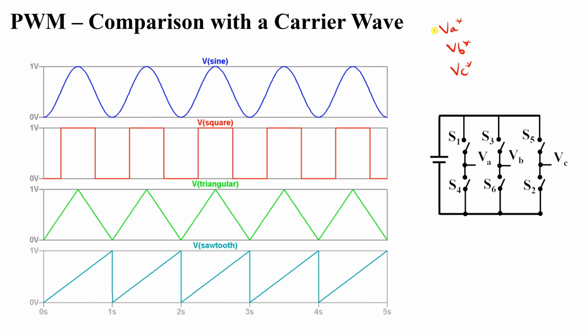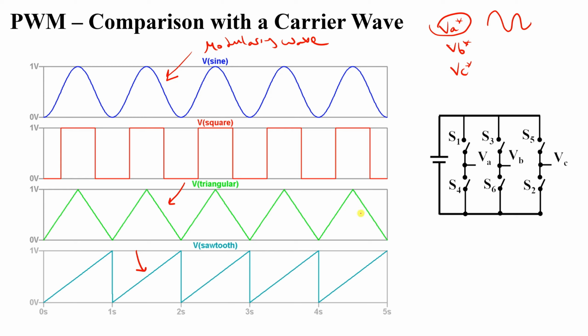What we would like to do is that VA reference will be a sine wave like this one. We will compare this one. This wave is called the modulating wave. We will compare it with a triangular wave like this one, which has a certain frequency, or another one like a sawtooth like this one, which is also having a certain frequency.